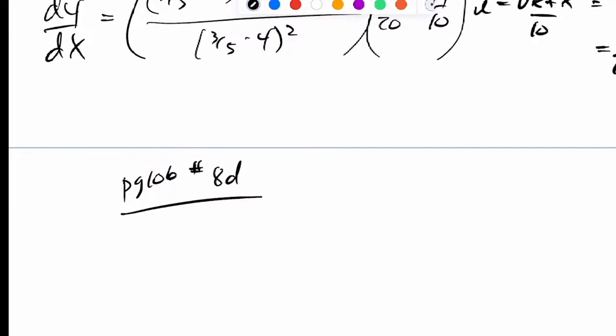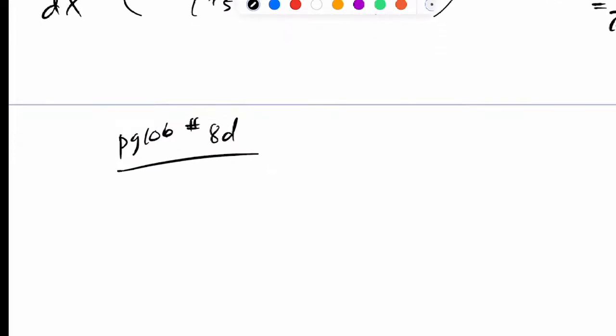Page 106, 8D. All right, Shams wanted this one. It's a good question here. Let's look at it. This is h at x.